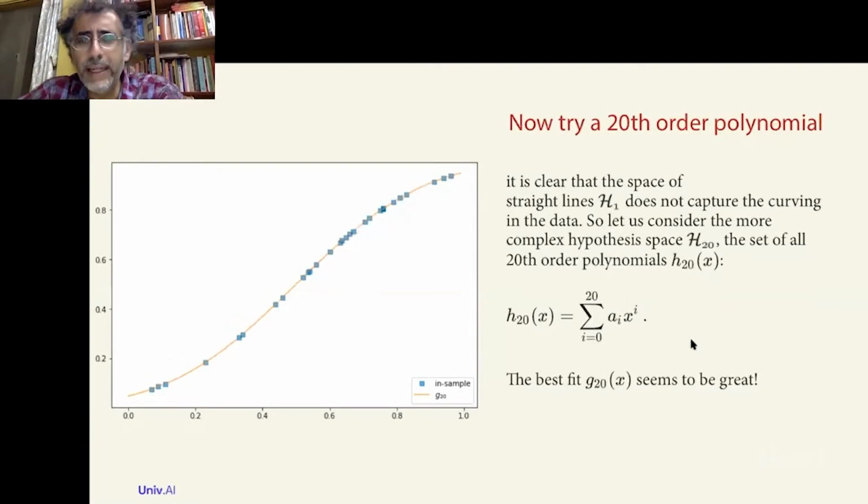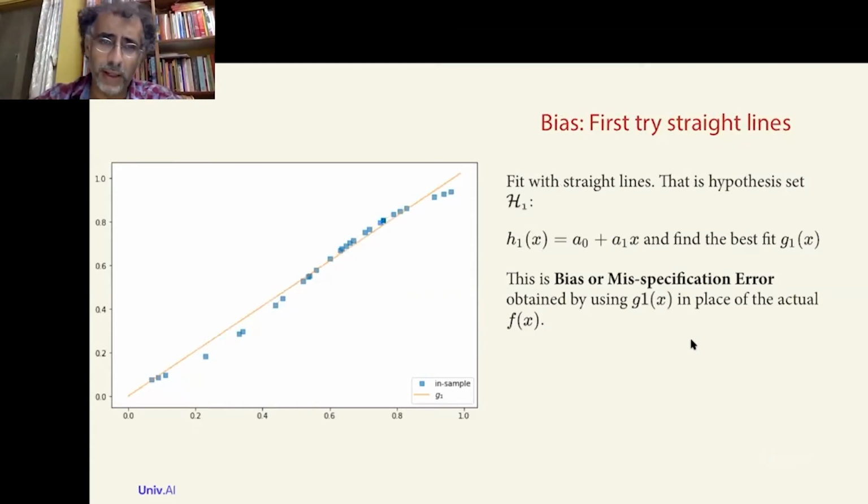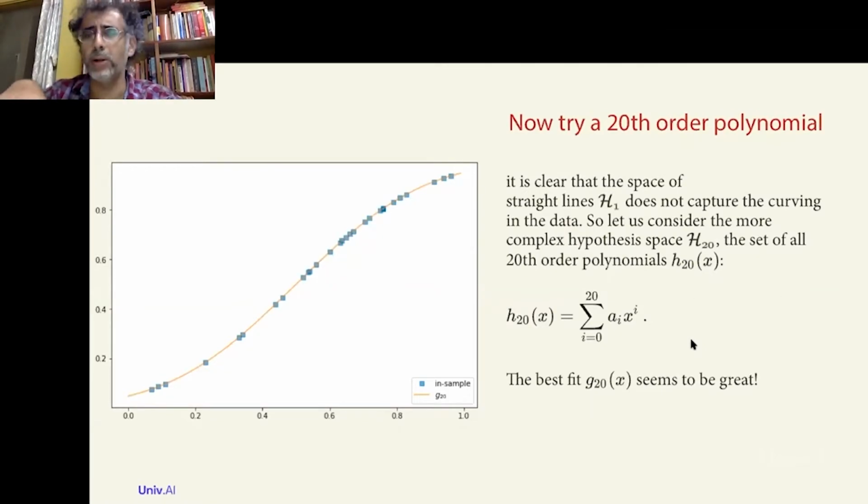Now we try a 20th order polynomial. As somebody pointed out, it has a lot of parameters to wiggle, and because it has a lot of parameters to wiggle, it can fit this data really well. And this is the best fit amongst 20th order polynomials. So this is the game we are playing. We're taking every such hypothesis set. Here we took the hypothesis set of straight lines and said, what's the best fit straight line? And that was the orange line there. Here we take all 20th order polynomials, not 19th order, not 18th order, not 17th order, just 20th order polynomials, and do a fit. Does it seem to do better? It does.